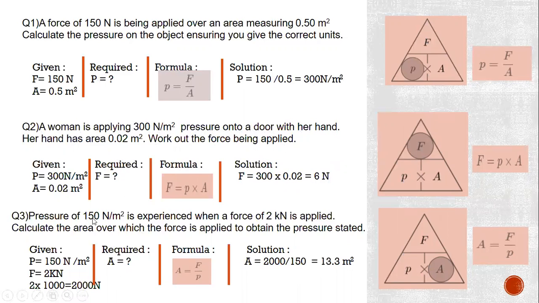In this case we need to find the area. The pressure is given as 150 newton per meter square and a force of 2 kilonewton is applied. So 2 kilonewton means 2 into 1000, that will be 2000 newton. So area will be F upon P. Force in this case is 2000 and pressure is 150, so the area will be 13.3 meter square.